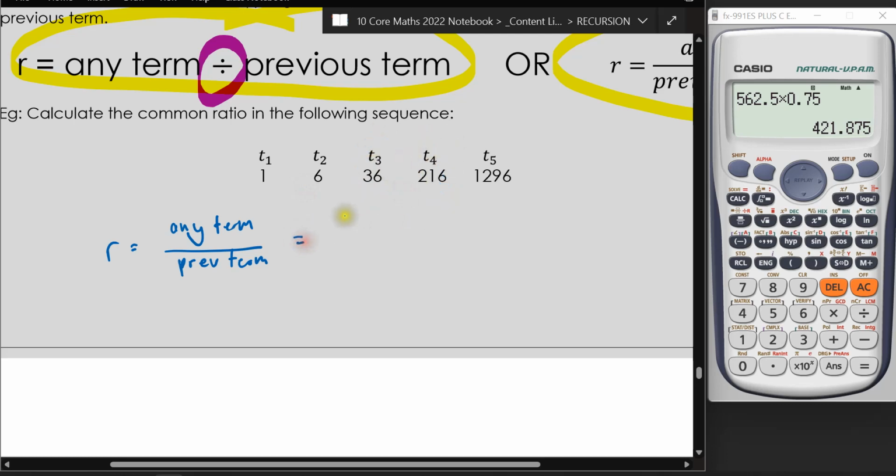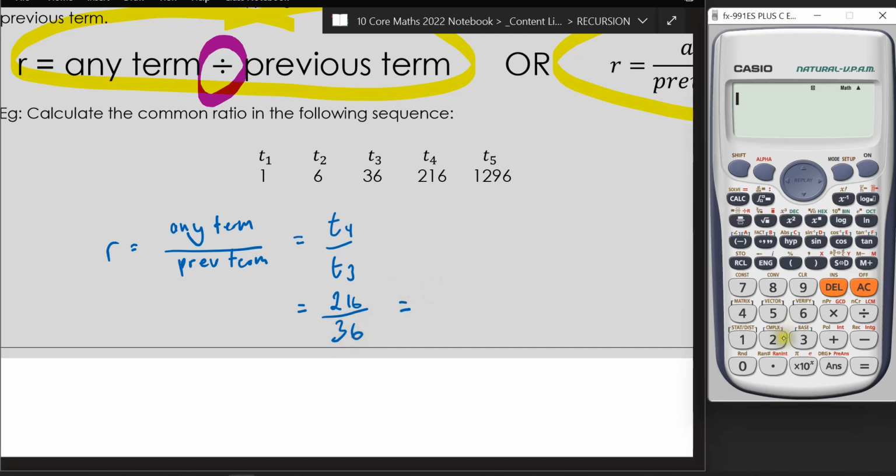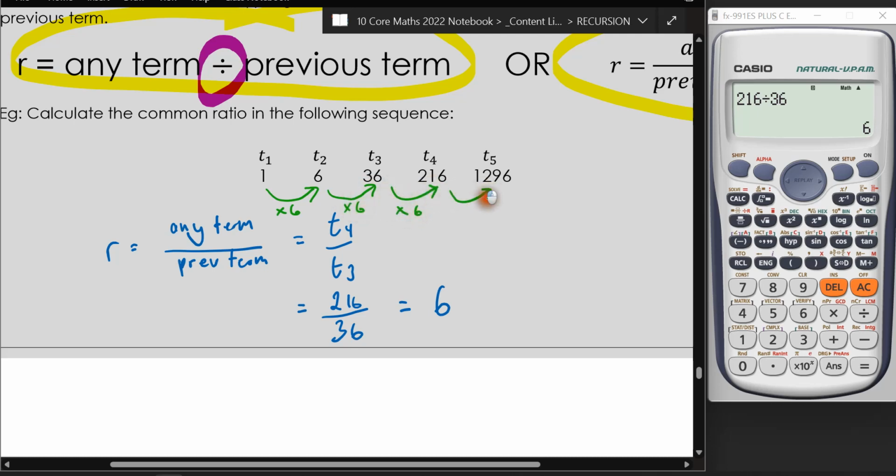So in this case, T4 divided by T3, which would be 216 divided by 36, which equals 6. So supposedly the common ratio for this sequence should be 6. So you should be multiplying by 6: T1 to T2, T2 to T3, and so on and so forth. So let's test that theory, if that's the case.